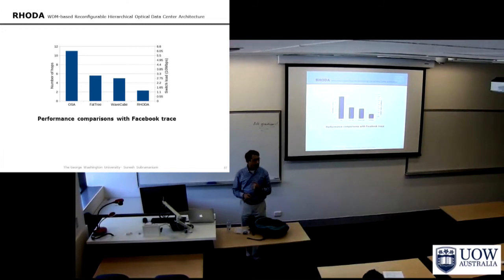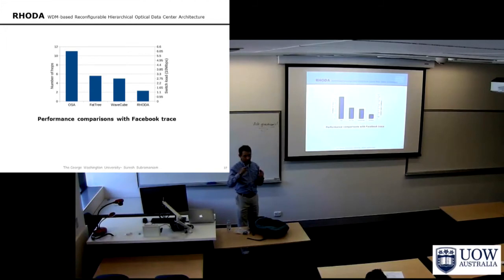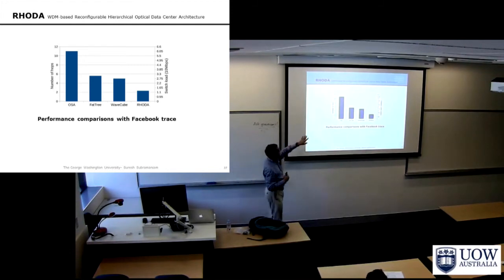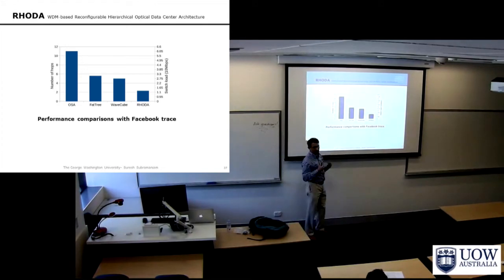This shows the evaluation of how many hops it takes to go from a source rack to a destination rack. And by hop, I mean the number of intermediate racks that I need to switch in. That's the one that contributes to latency. So this is with a Facebook trace from a real data center, right?